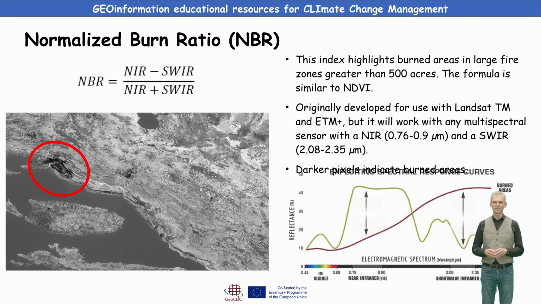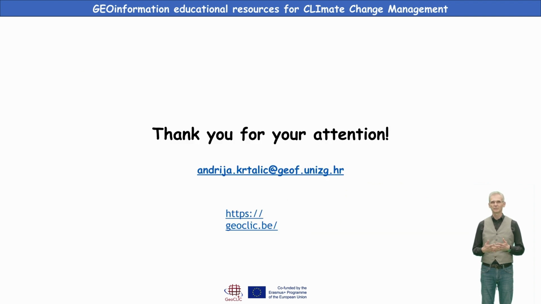The normalized burn ratio highlights burn areas in large fire zones greater than 500 acres. The formula is similar to the NDVI, except that it uses near-infrared and shortwave infrared wavelengths. This is normalizing the ratio, but now of the near-infrared channels and shortwave infrared channels. It was also primarily developed for the Landsat thematic mapper sensor, but it can be calculated with any multispectral sensor with a shortwave infrared band between 2.08 and 2.35 and near-infrared between 0.76 to 0.9 micrometers.